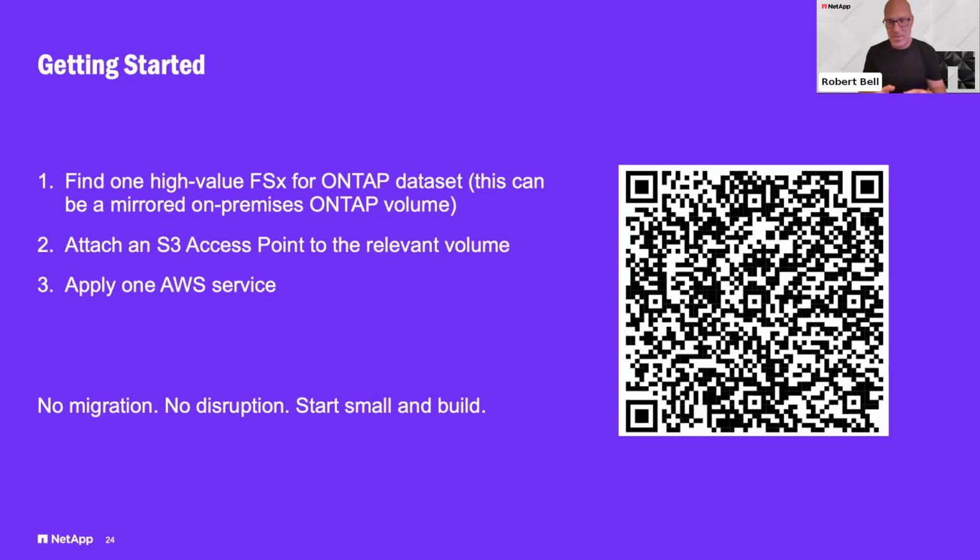This could be data that's in FSx for ONTAP or even on-prem mirrored to FSx for ONTAP. The idea is really to start small and then build. What you can see here, the QR code, if you want to just take a quick photo with your cameras, it will lead you to a recent blog that really shows several additional use cases which are not covered here, and explains how to set it up. So this might give you even more ideas of how to start.